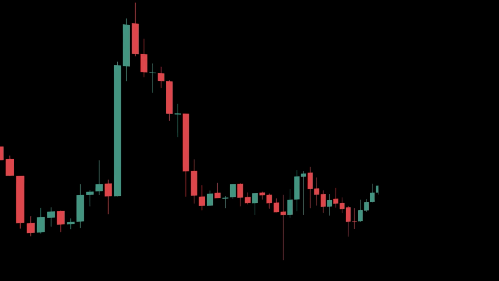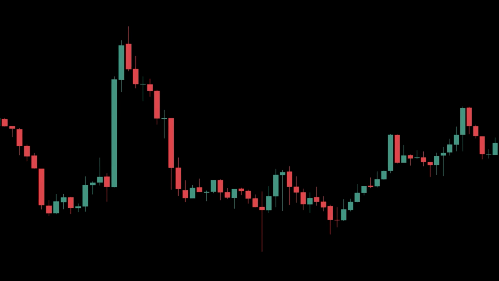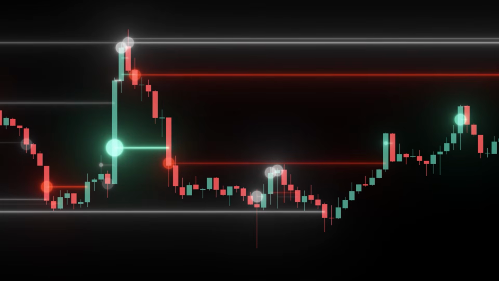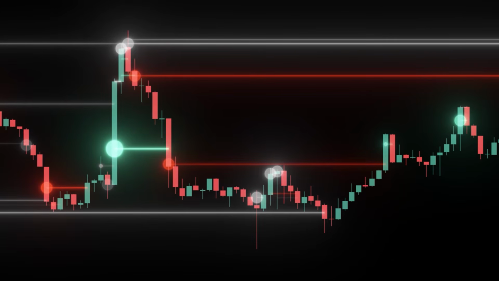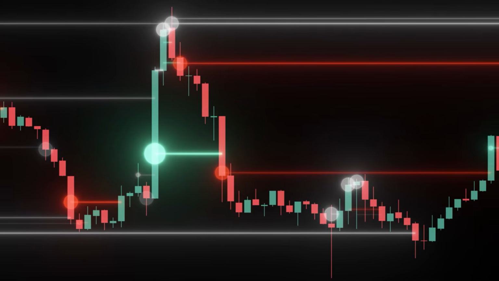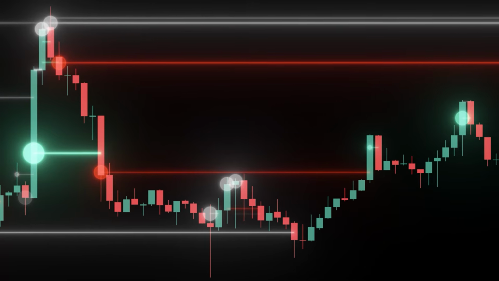Load it on a clean chart and keep the view simple. The script builds a dynamic baseline of recent volume, then highlights activity zones when volume spikes beyond that baseline, or when huge effort produces tiny net price change, classic absorption.